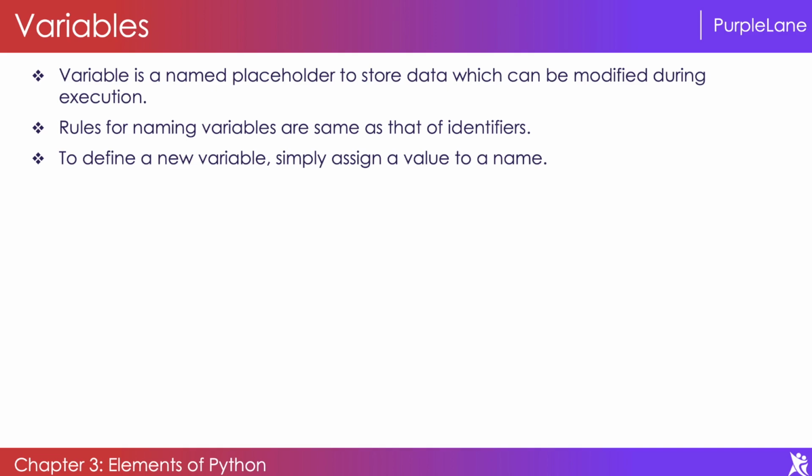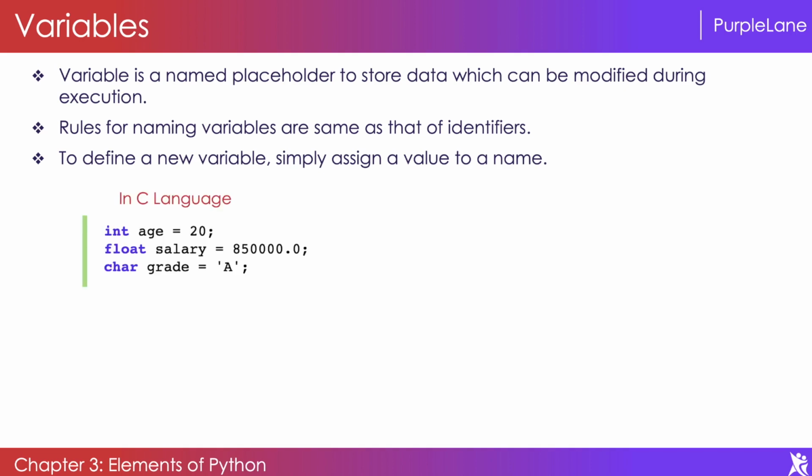If you are familiar with other languages like C, C++, Java, in order to define a new variable, you need to explicitly tell the compiler what type of data you are requesting. For example, in C language, this is how you declare variables. Observe that there is data type associated with each variable. So you need to explicitly tell the compiler what type of variable you are creating.